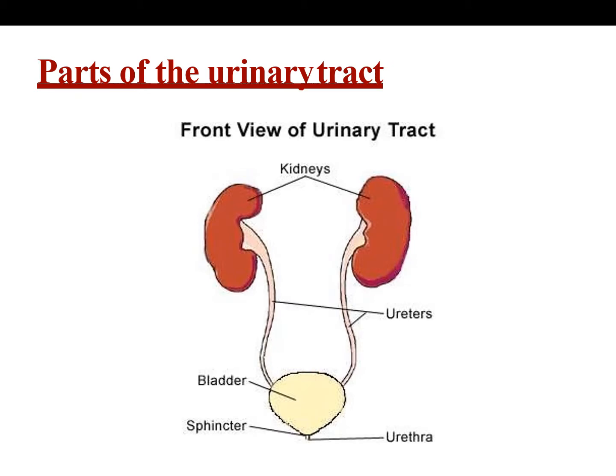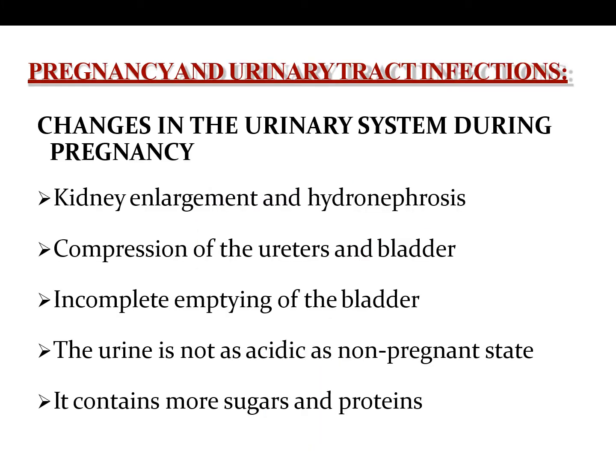The urinary tract anatomy is the kidneys, the renal pelvis, the pelvic junctions, the ureters, the bladder, and the urethra. Pregnancy and urinary tract infections.